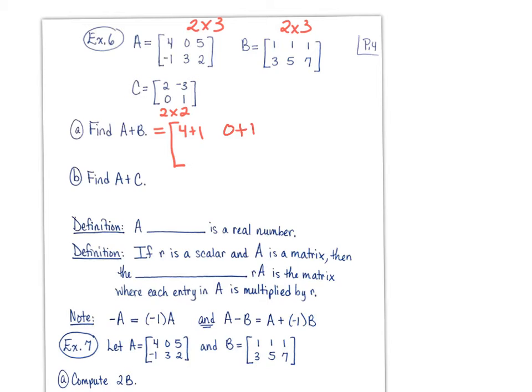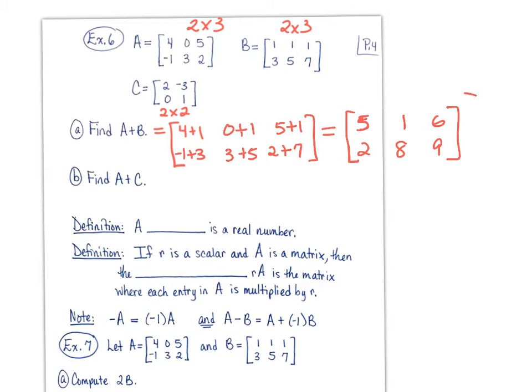What's the next one? 5 plus 1. Tell me what the second row is going to be. Negative 1 plus 3. 3 plus 5. 2 plus 7. You got it. Then notice that this is a 2 by 3 matrix as well. It should be. So what do you get when you simplify? 5, 1, 6, 2, 8, 9. Good, that's your final answer. That's the sum.